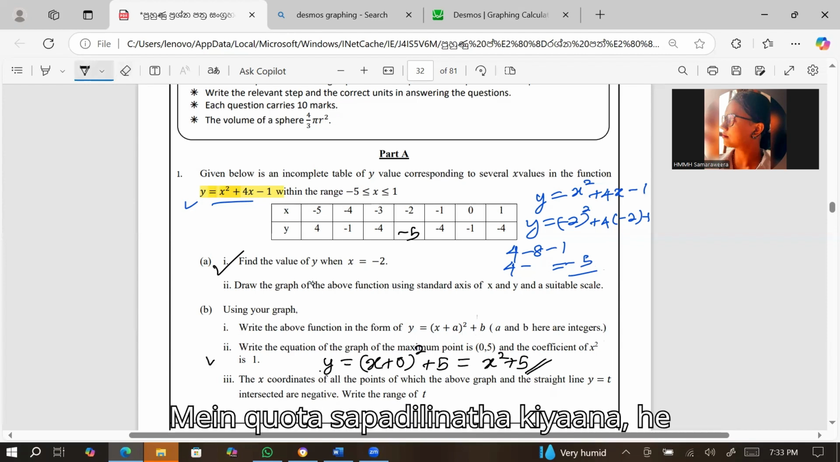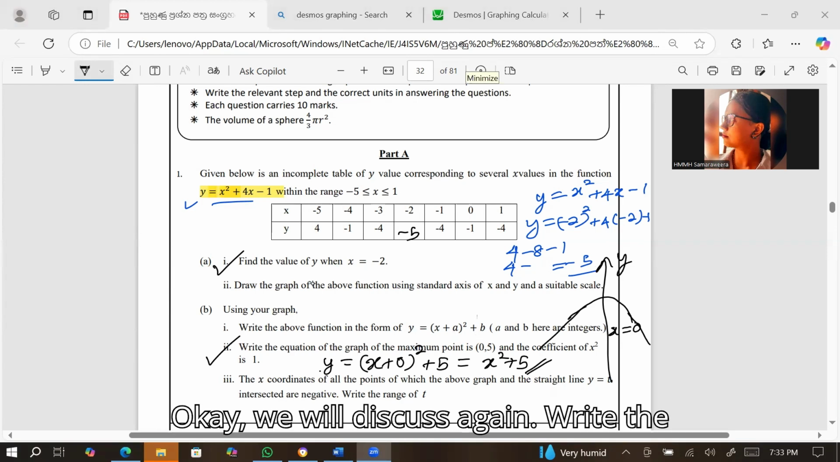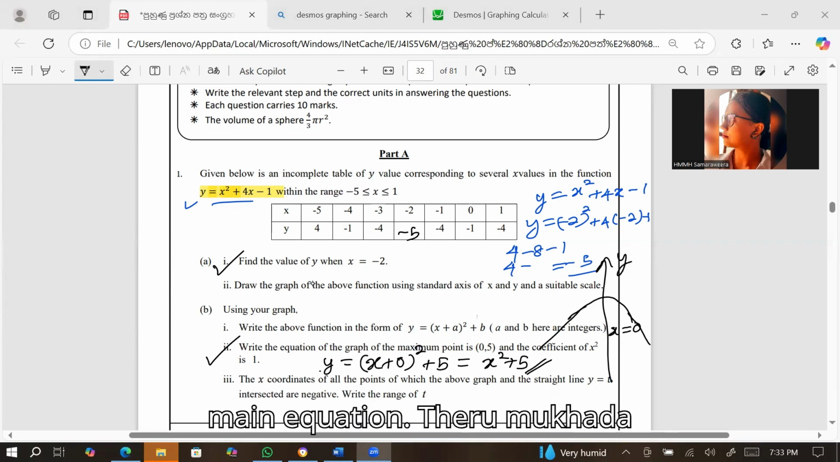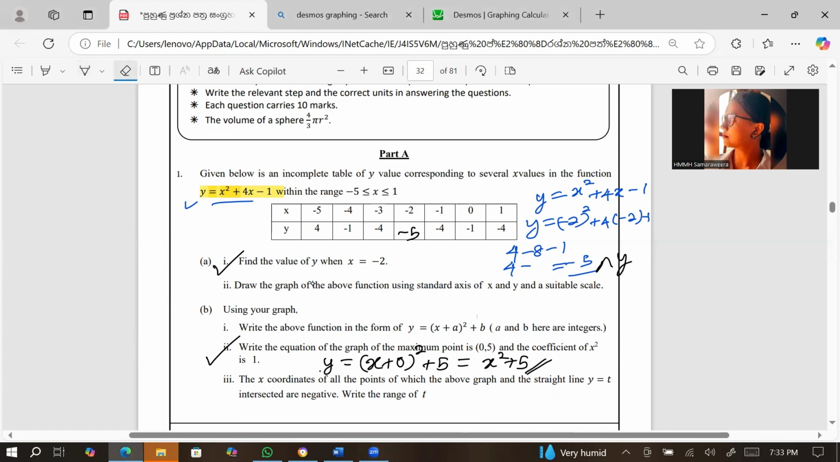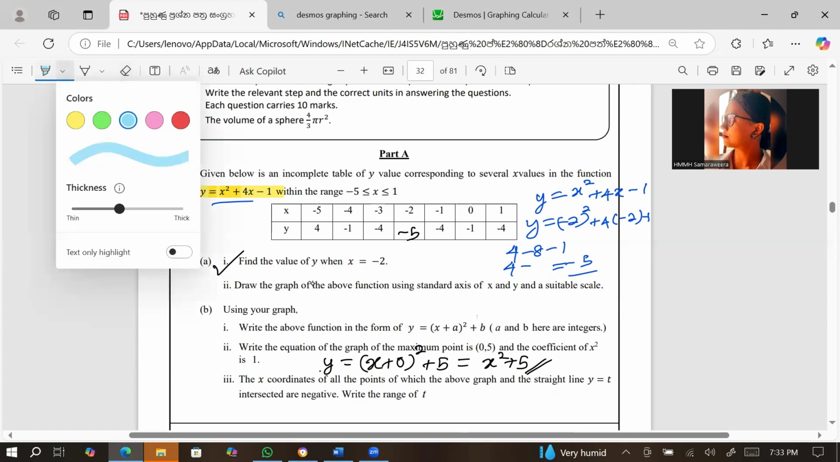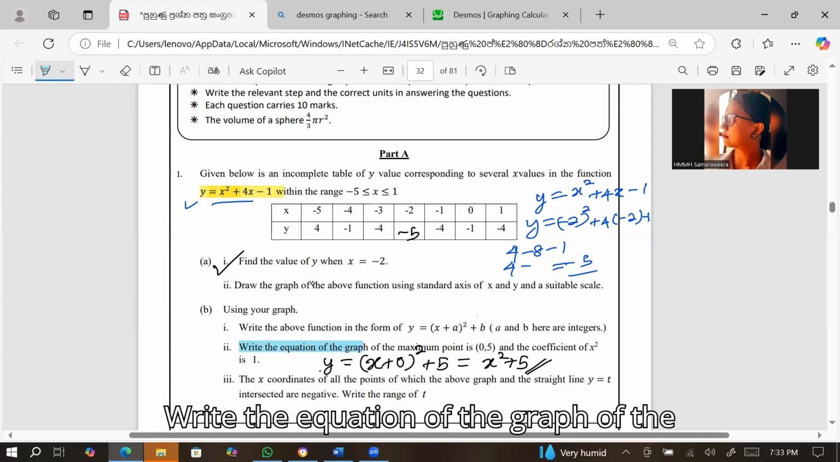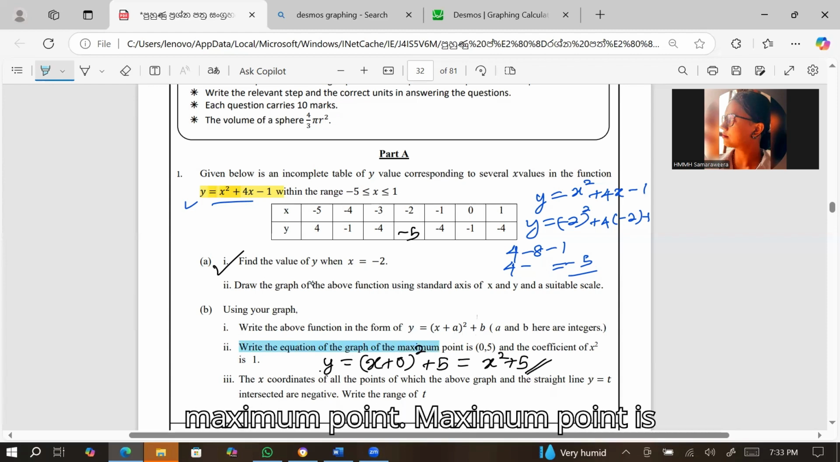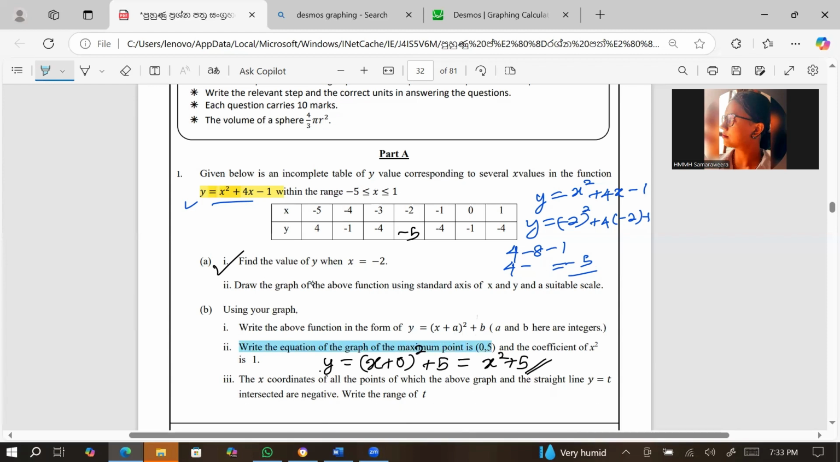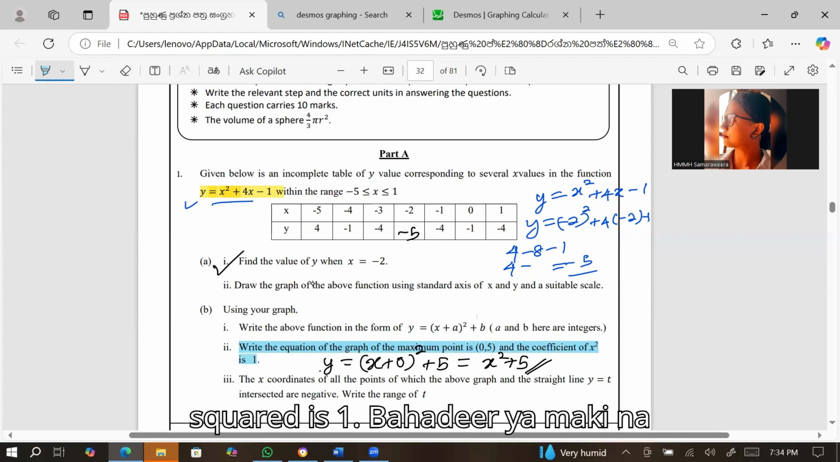If this part is not clear, tell me, we can discuss again. Okay, we will discuss again. Write the equation of the graph of the maximum point. Maximum point is 0,5 and the coefficient of x squared is 1.